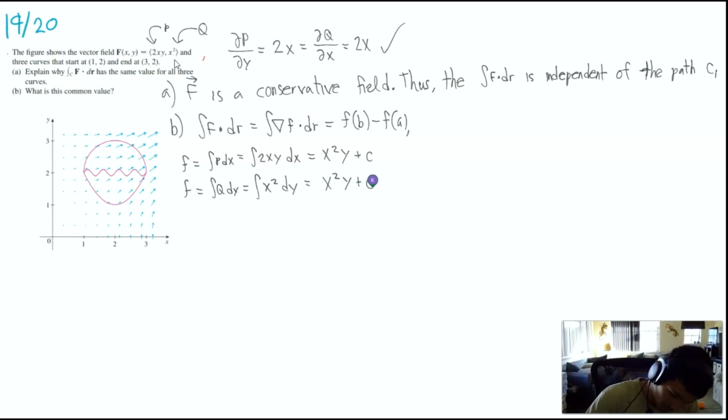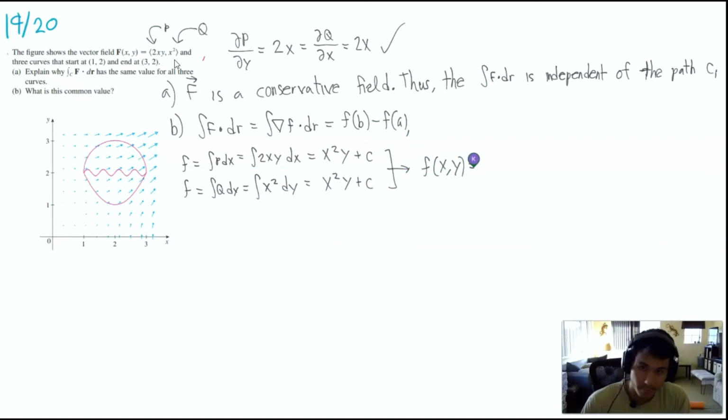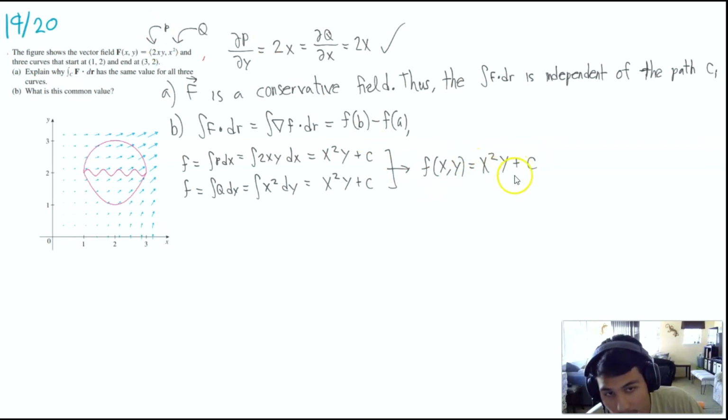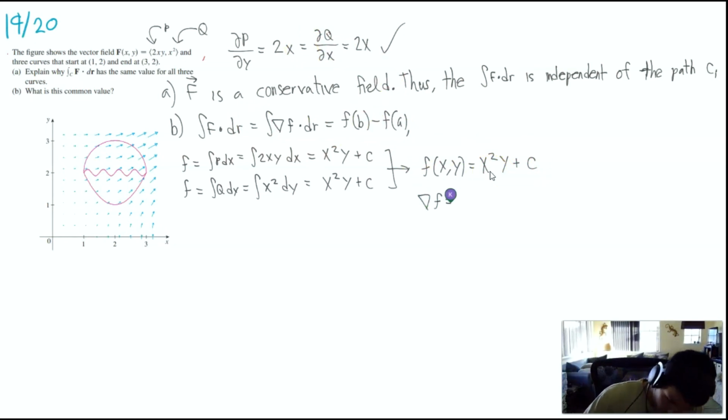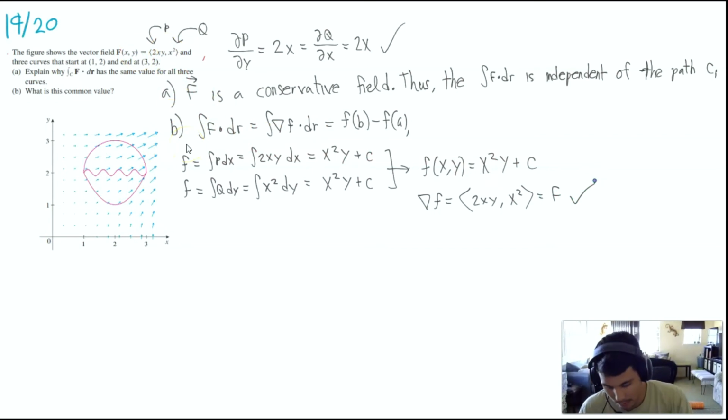Then you can see from the fact that these are the exact same thing, thus f(x, y) is equal to x squared times y plus c. If we were to take del f, I'm going to stop talking and do it. Differentiating f with respect to x is 2xy. Differentiating with respect to y is x squared. And as you can see, that is exactly what we got up here. So again, checks off. That's all we want to know.